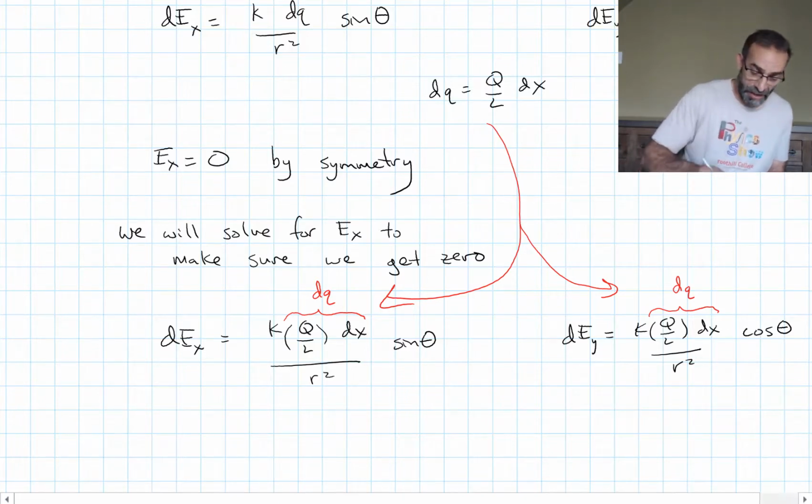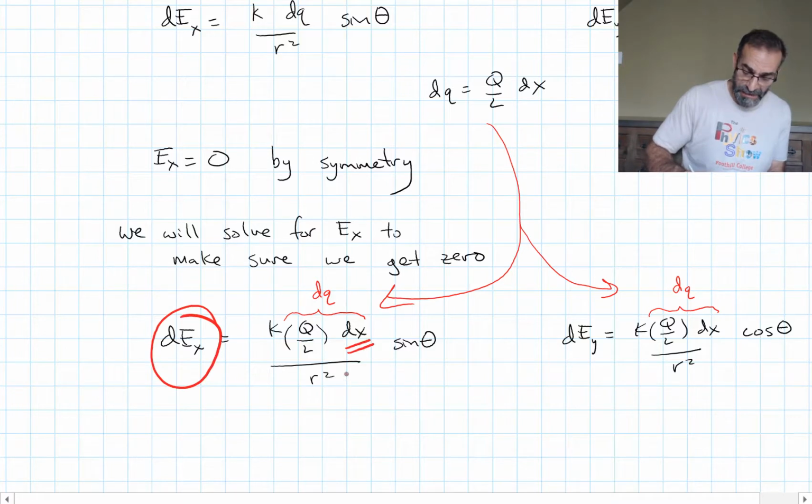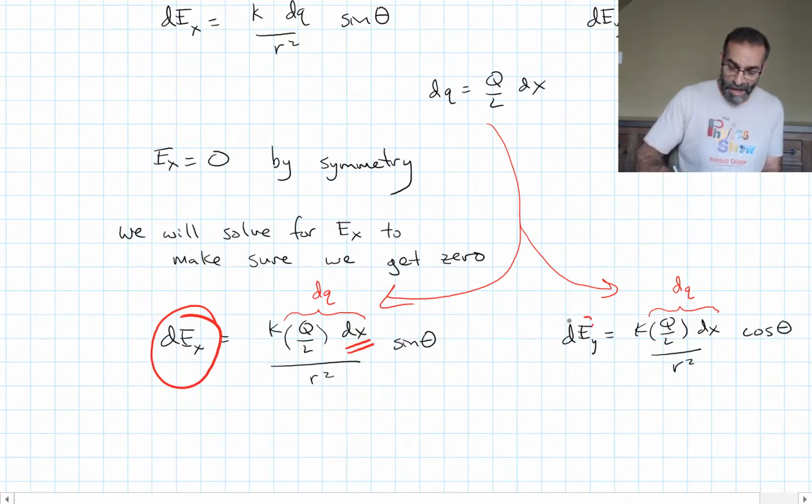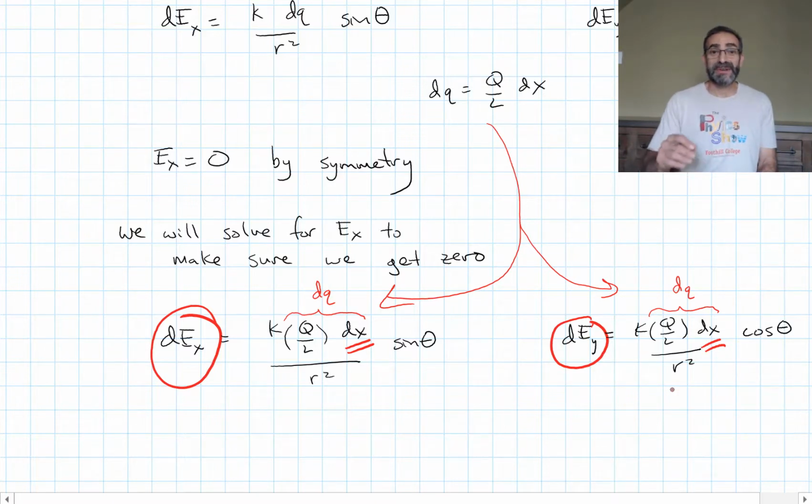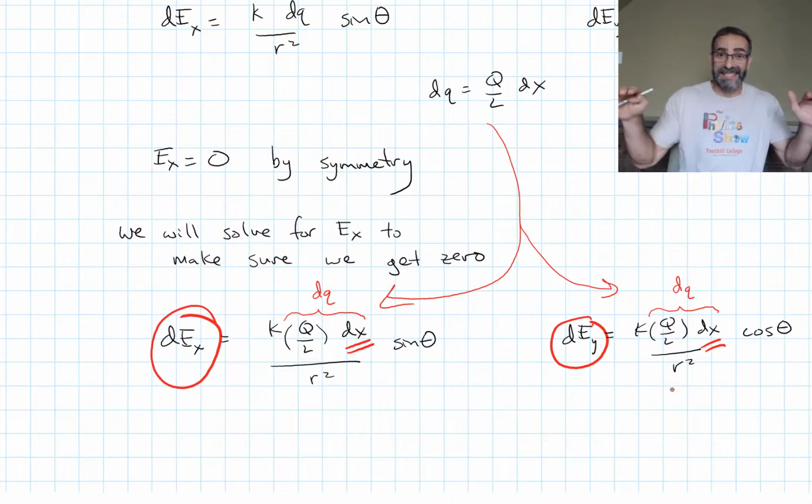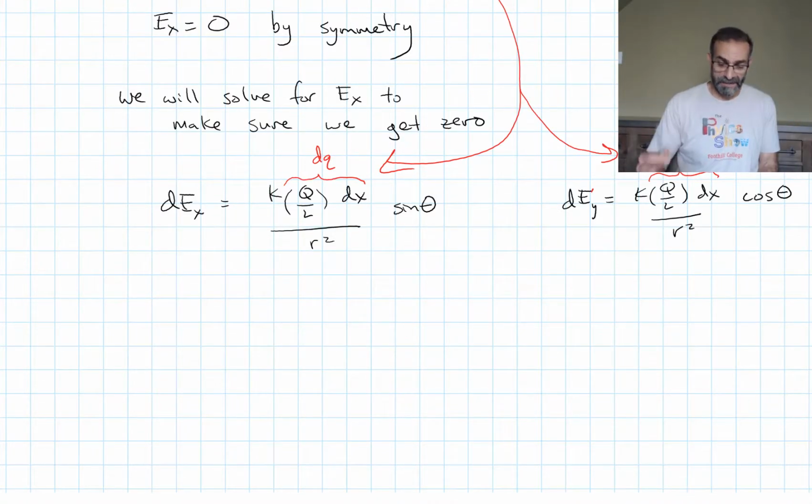Whether we're finding our x component or our y component, it's still dx over here. Because our charge distribution, we're adding up all the charges and they are on the x-axis. K is a constant, Q is a constant, L is a constant. We don't have to worry about those. We've got our dx in there.